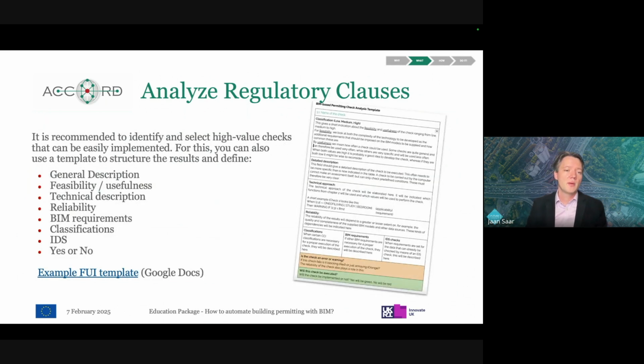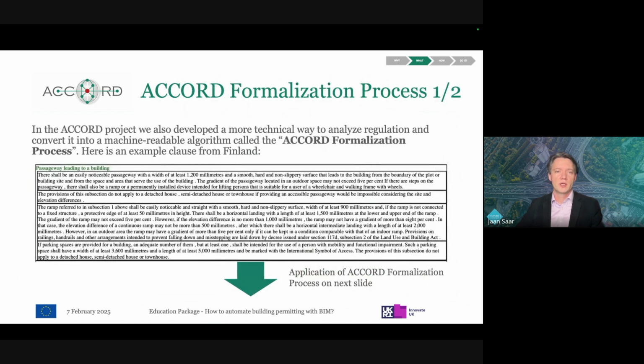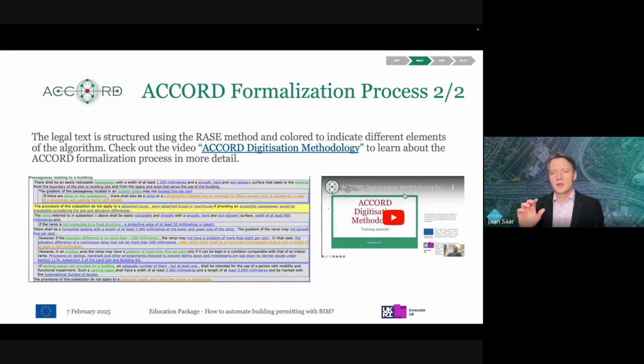You can also use templates to help you. For example, from Future Insight, we've used this template to analyze regulatory checks and to really prioritize which one should be taken first. But if you're more technically inclined, you can check out the formalization process, which does help to maybe automate a little bit, but it's much more technical. And Thomas in this video does a good job of, again, explaining what it actually means and how it works.